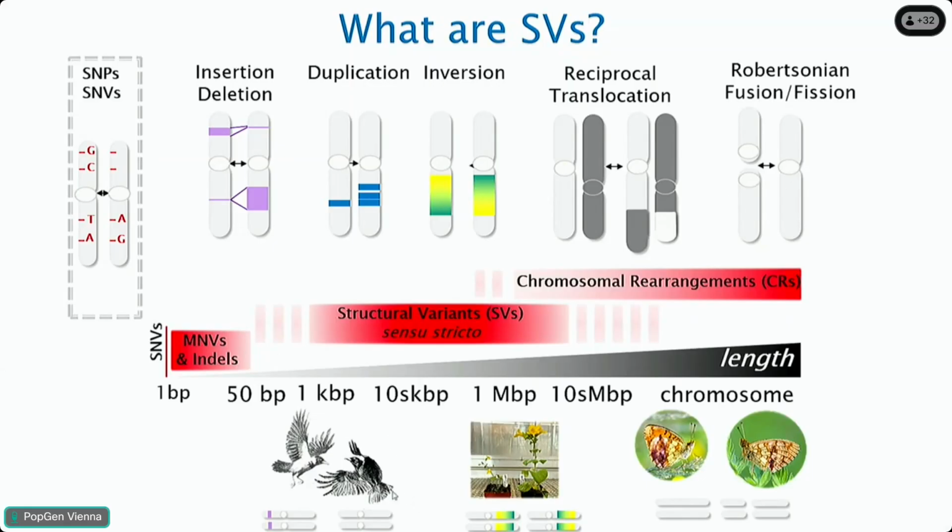For instance, here it's a 2 kb indel that impacts the color of those crows and impacts sexual selection. Here you have a megabase-scale inversion that is involved in ecological adaptation in this Mimulus plant. And here an example of large-scale chromosomal rearrangement, a fusion that differs between two species of butterflies.